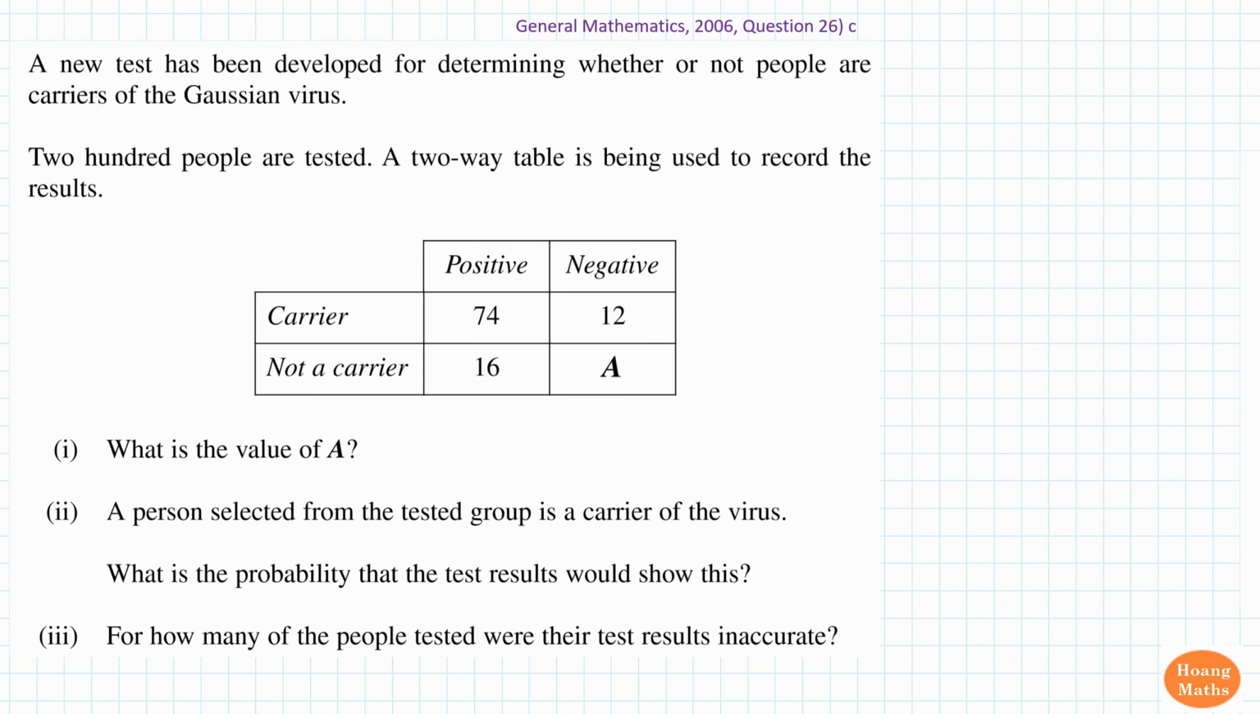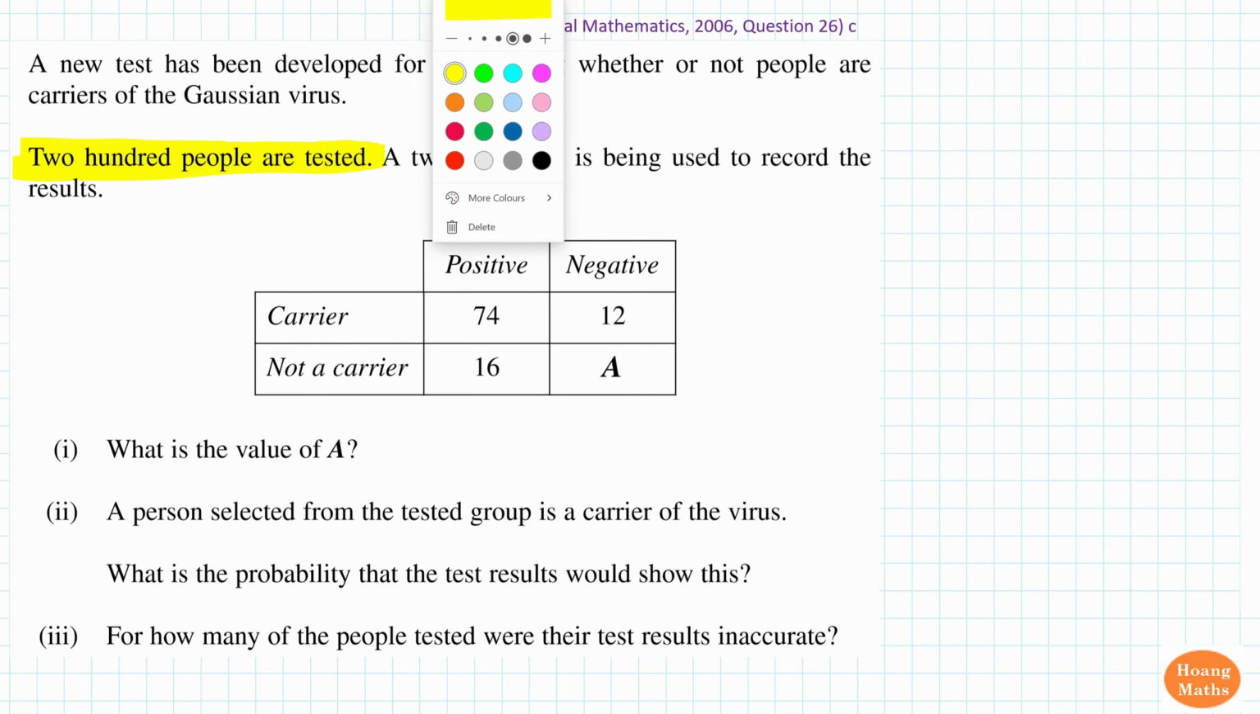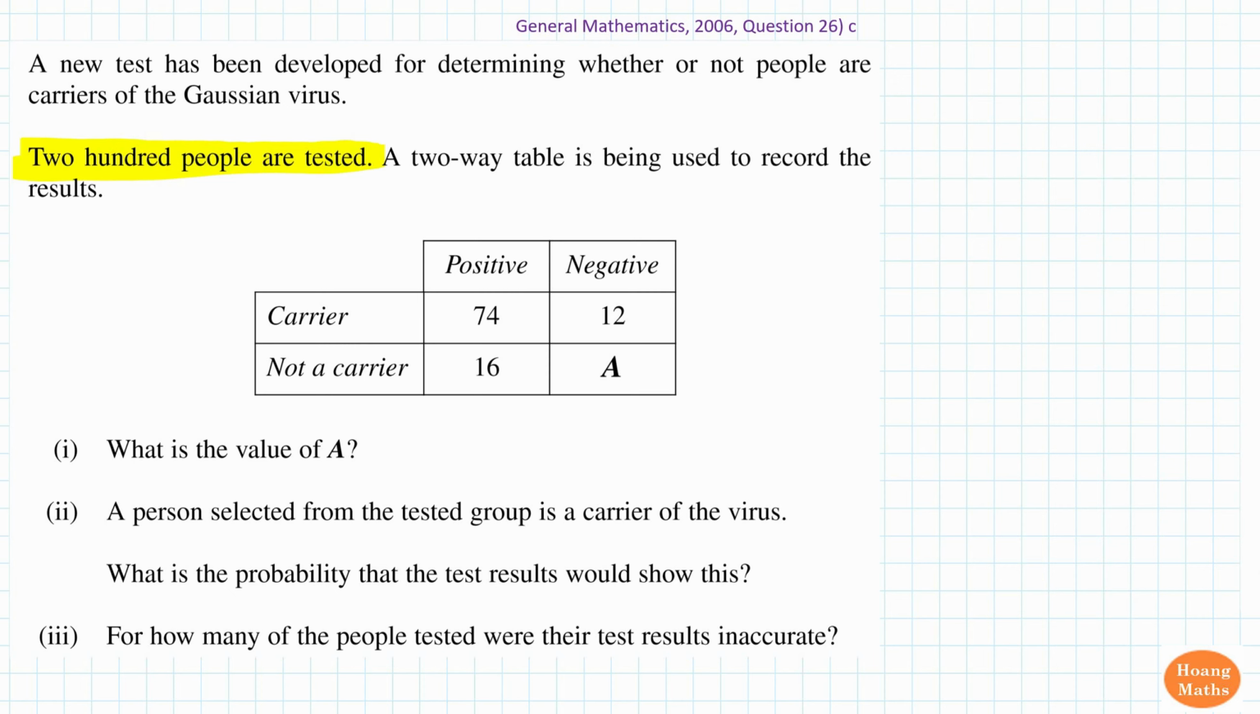So first of all, we know that there are 200 people tested. So in another word, 74 plus 12 plus 16 plus A is equal to 200 people. So to find A, I just write in this space here.